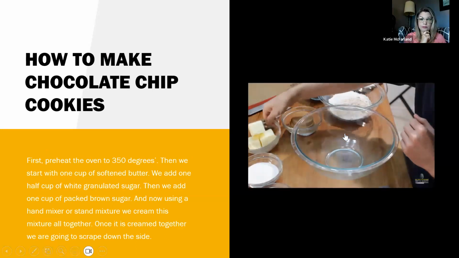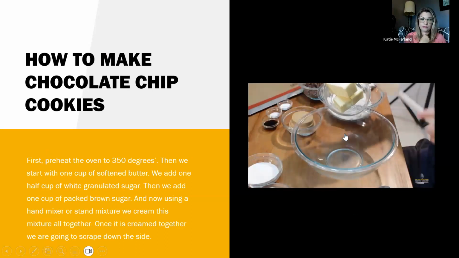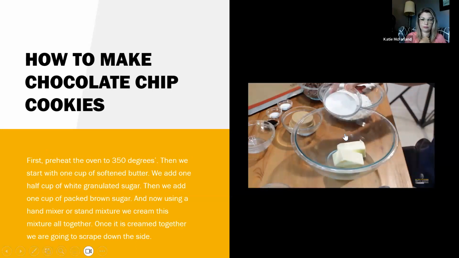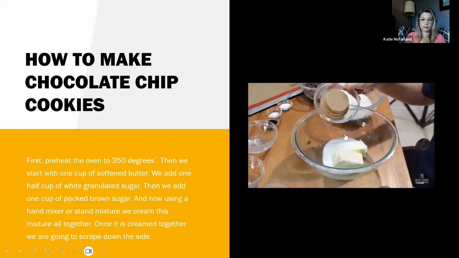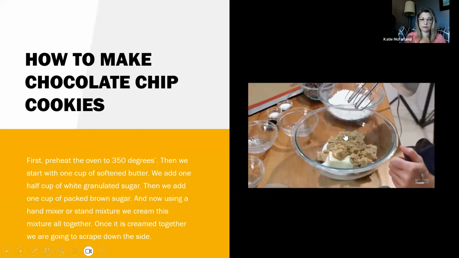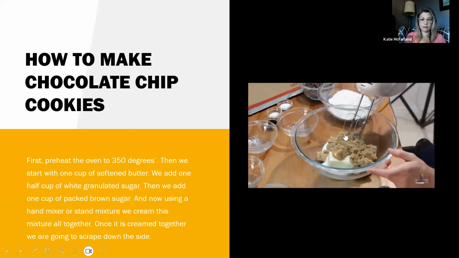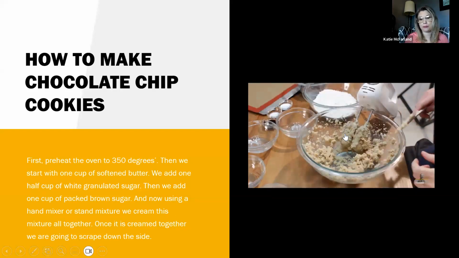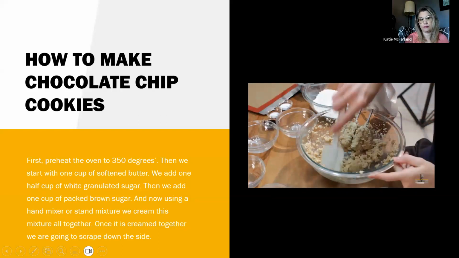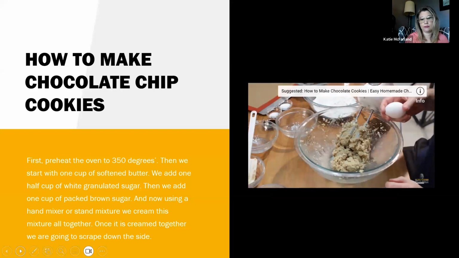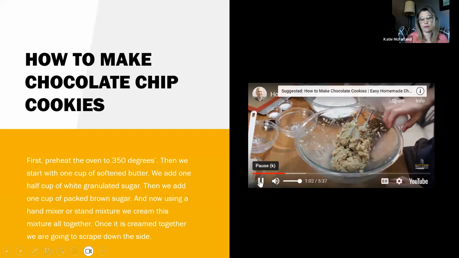To 350 degrees Fahrenheit. Then we start with 1 cup of softened butter, 1/2 cup of white granulated sugar, 1 cup of packed brown sugar. Okay, now using a hand mixer or stand mixer, let's cream this all together. Once it's creamed together, let's go ahead and scrape down the sides. At this point, we're going to add our eggs, one at a time.